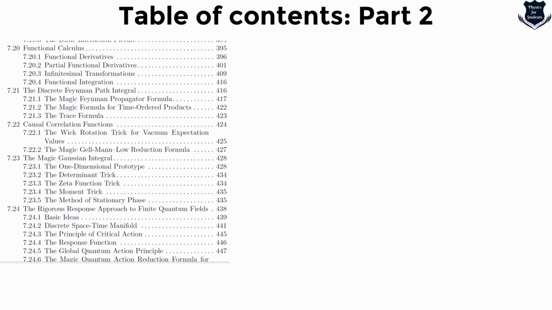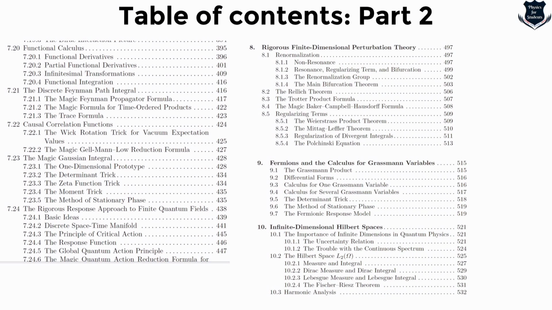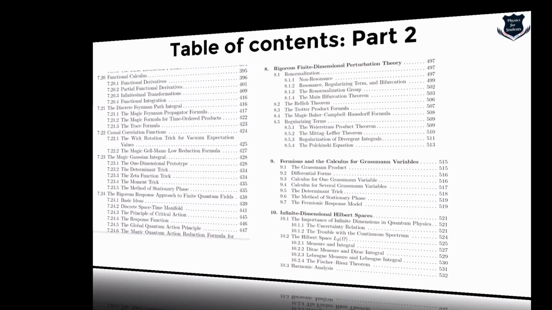Left hand side you can see it covers functional calculus, functional derivatives, discrete Feynman path integral, huge. I mean to say I won't be able to read all those. So the magic Gaussian integral and everything. It also covers the rigorous finite dimensional perturbation theory, which is renormalization, the Weierstrass theorem, fermions and the calculus of Grassmann variables, and infinite dimensional Hilbert spaces.